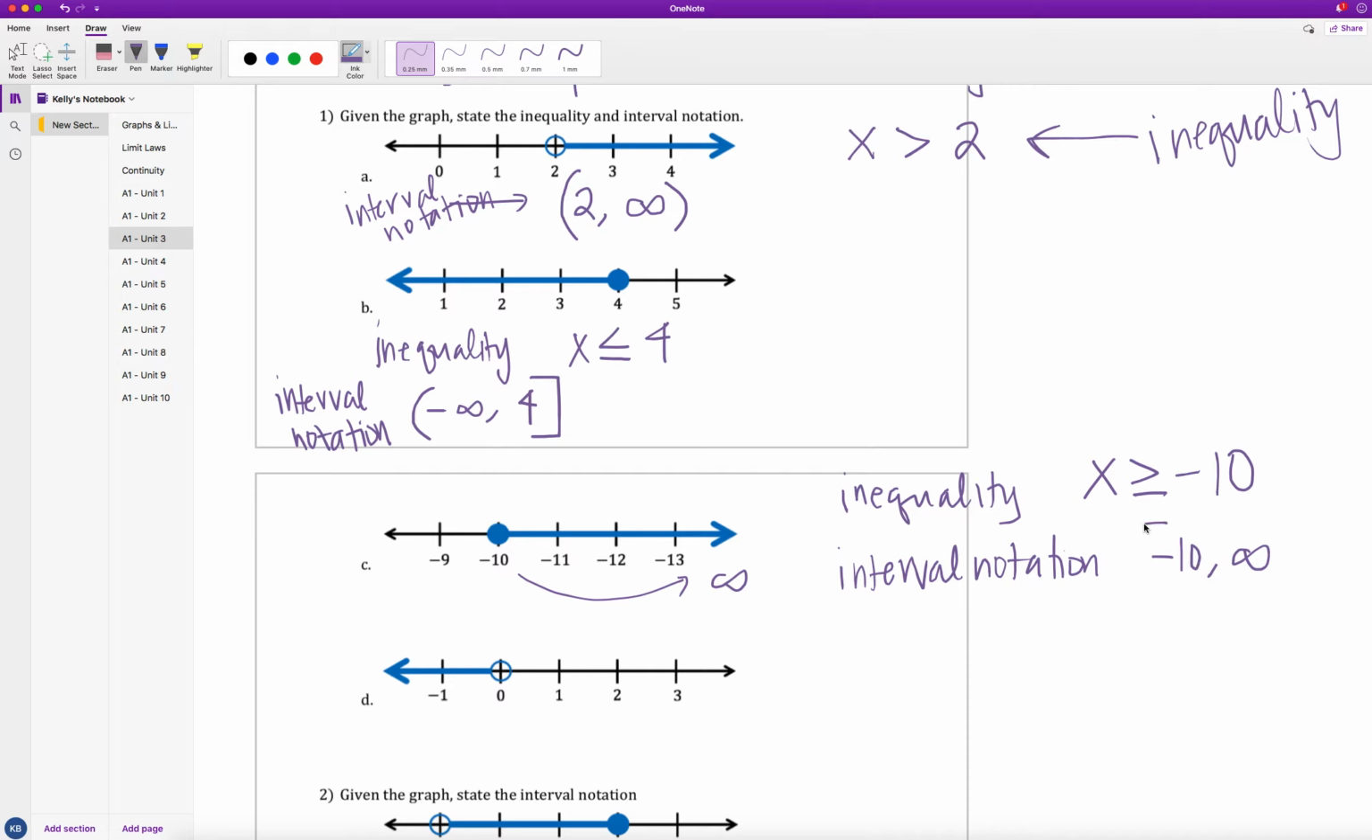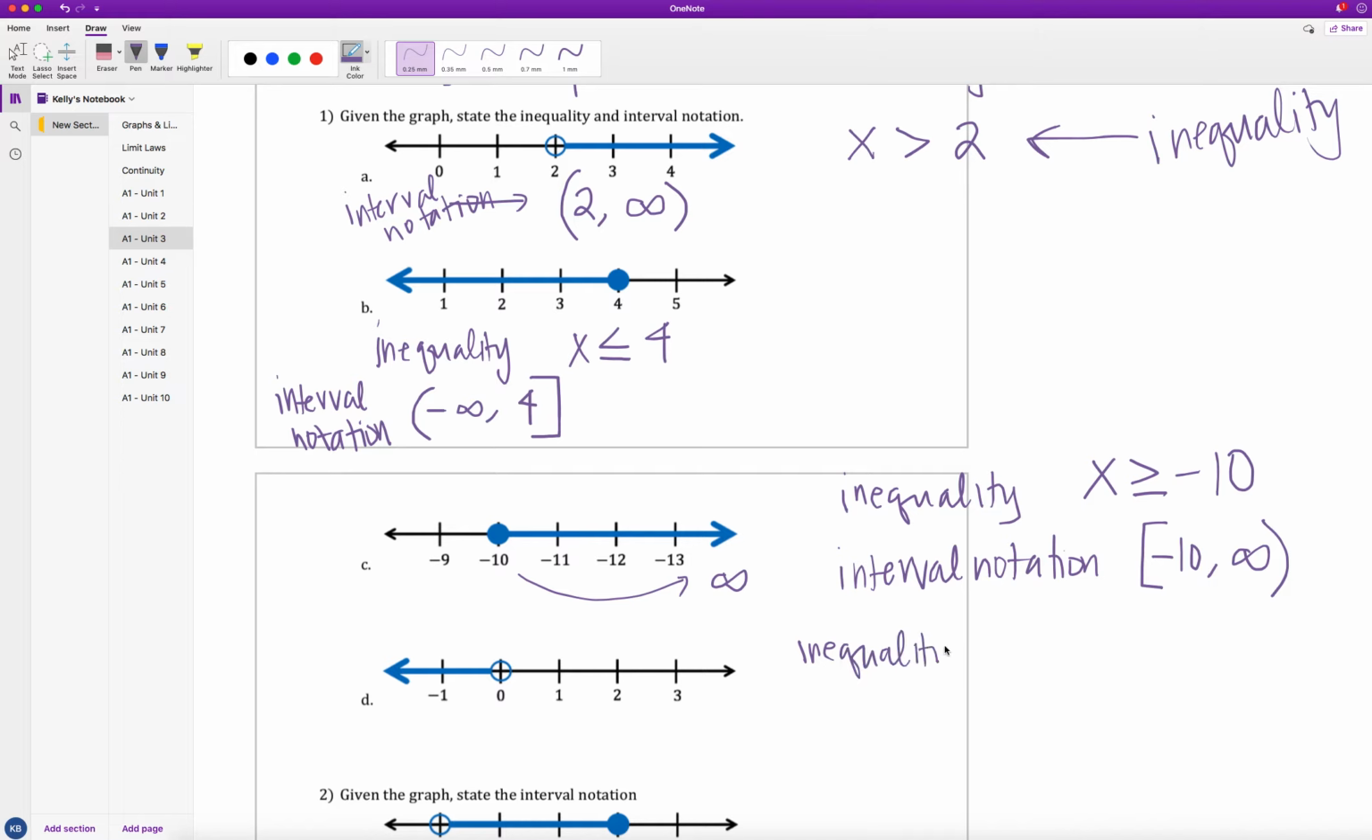At -10, I'll make sure I want to have a bracket there because I'm including that endpoint, and then I'll put a parenthesis on infinity by definition. Okay, why don't you guys pause the video and do example D on your own first, and then we'll check it together. Okay, let's check part D.